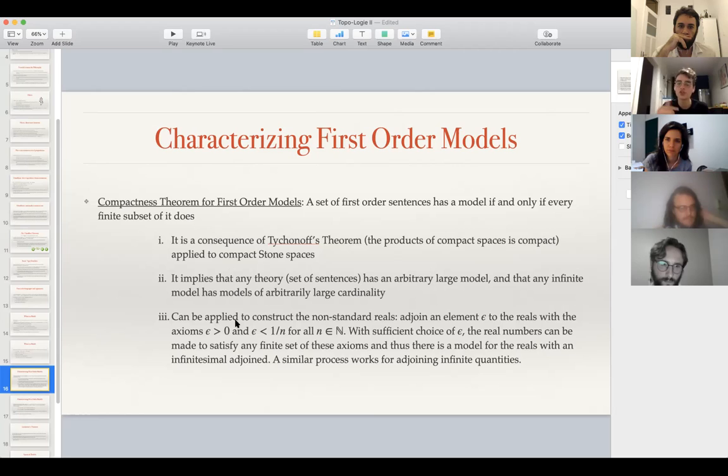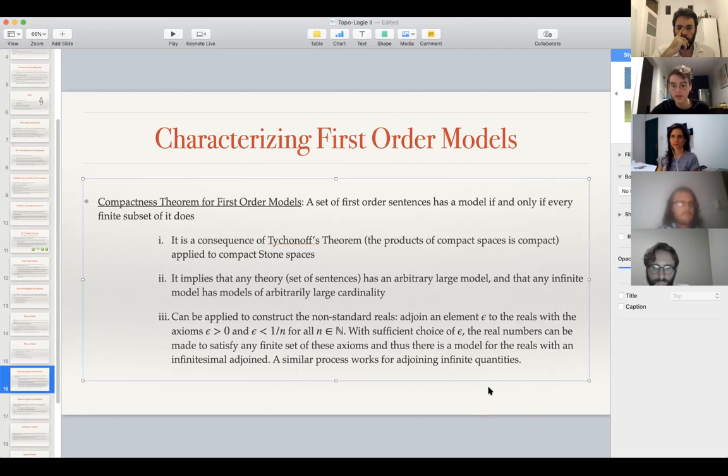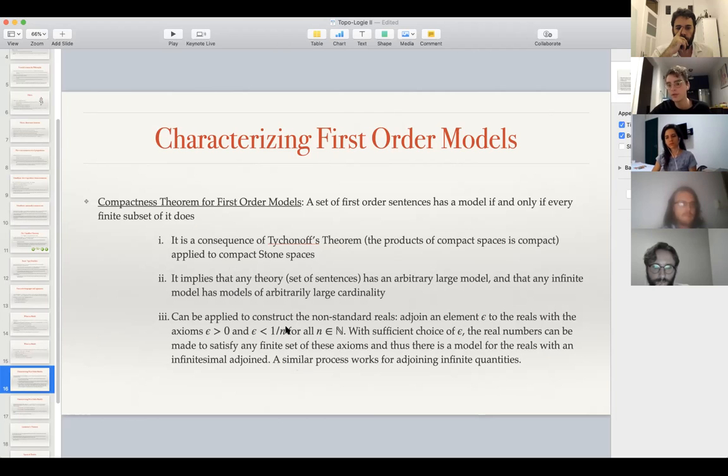You can actually use the compactness theorem to show that there is a model of the real numbers that has this weird element epsilon as well, which is both greater than 0 and smaller than every single fraction 1 over n. So it's always going to be smaller than any real quantity greater than 0, but it's also greater than 0. So it's in between 0 and everything else. The compactness theorem pretty quickly shows that there exists a model of these non-standard reals. And you can do a similar thing to add an infinite quantity, basically saying it's greater than n for all n. It's the same kind of argument. I thought that'd be a little interesting side note.